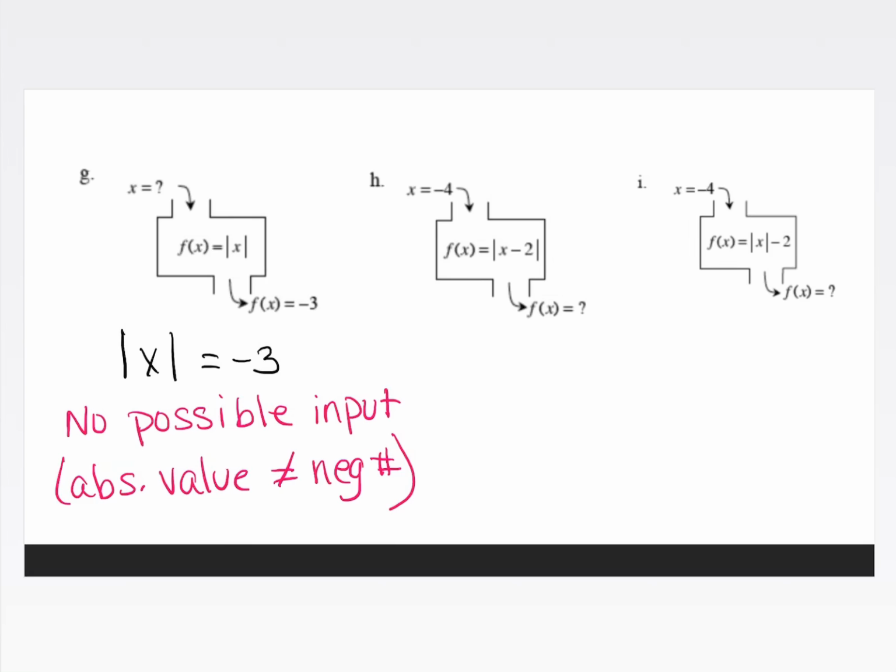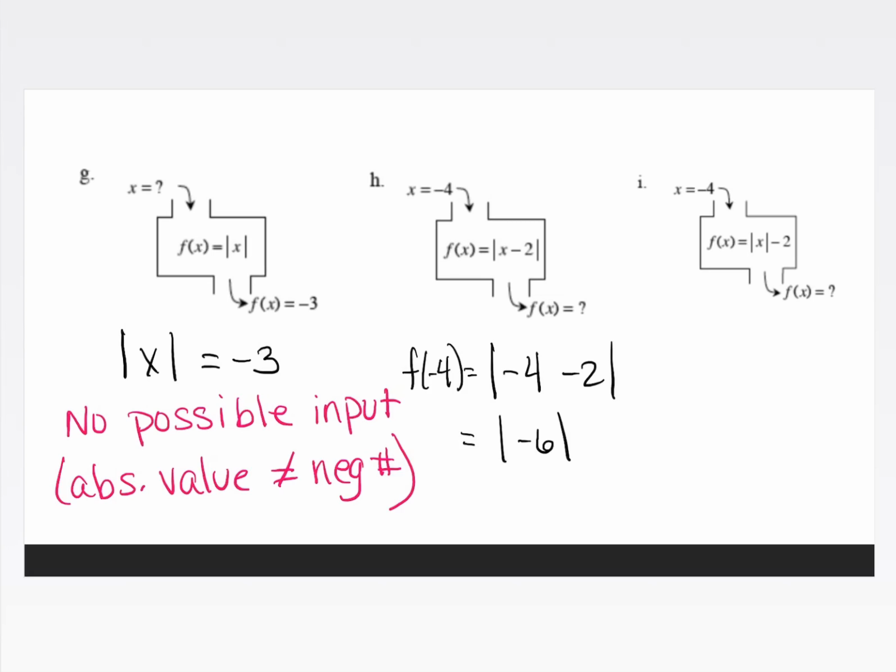Moving on to letter H, we have x equals negative 4. We're going to plug that in for x. So f of negative 4 equals negative 4 minus 2. Simplify in our parentheses, and we have the absolute value of negative 6.